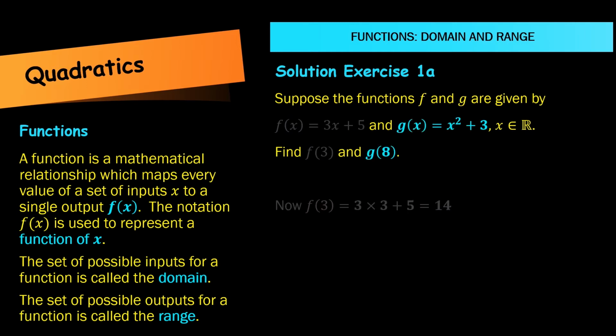Now for g of 8. We're now going to look at the function g of x and plug in x equals 8. So we have g of 8 equals 8 squared plus 3, which gives us 67.